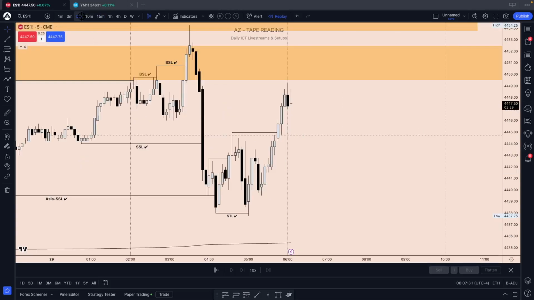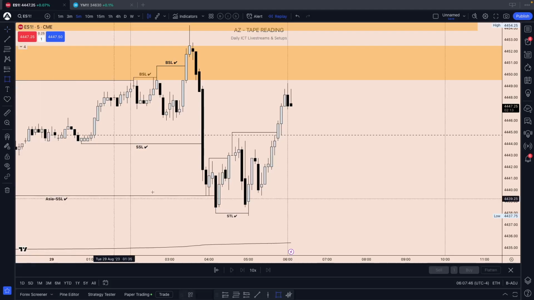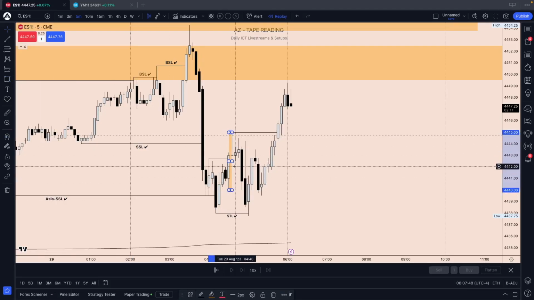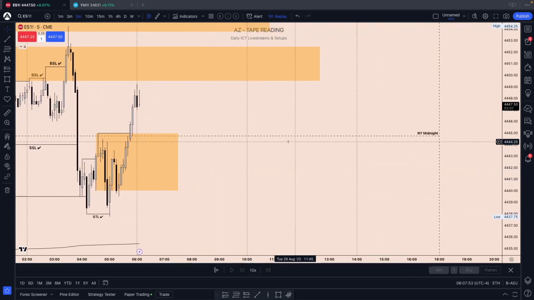But let's go back to the 5 here and look for a breaker block. For the breaker block, we look for the highest up closing candles between this low and this low right here after going back above this high. Let's grab our breaker block box. This would be our breaker block, and look what it's perfectly paired with, that New York midnight level.